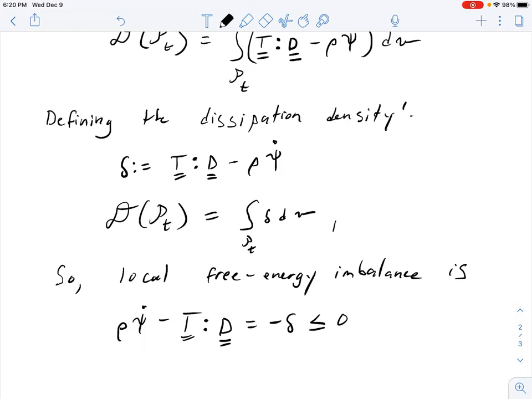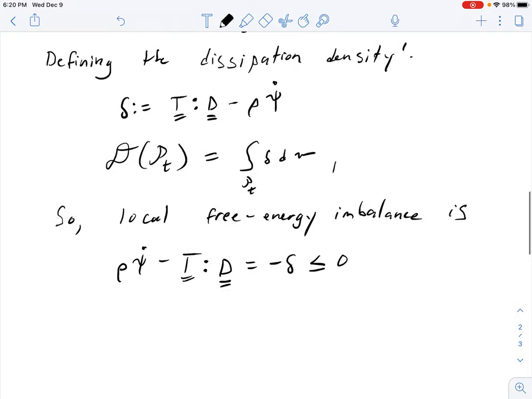All right, so that was it for that. If you have, say, a fluid that is incompressible, then you're not going to be considering any internal energy, if you're not modeling the thermal energy. So then your free energy imbalance would just be that the Cauchy stress inner product with the symmetric part of the velocity gradient has to be strictly positive. Well, not negative.